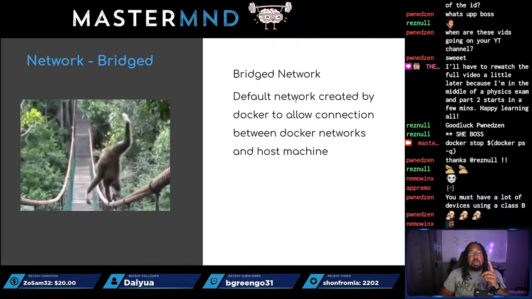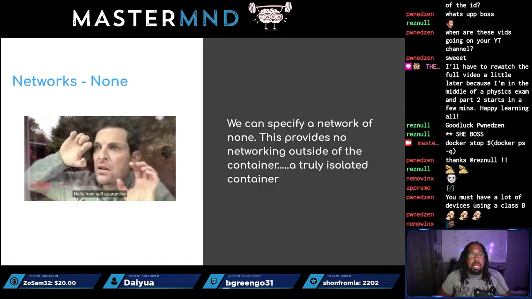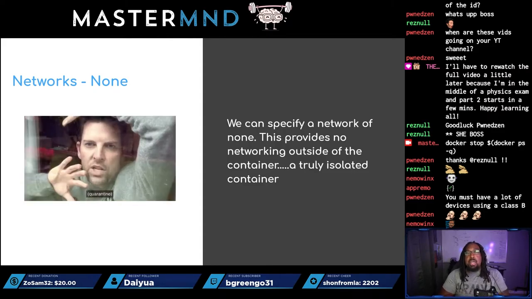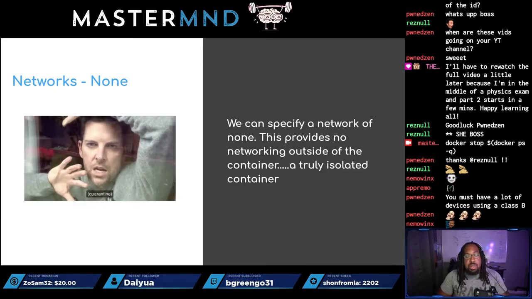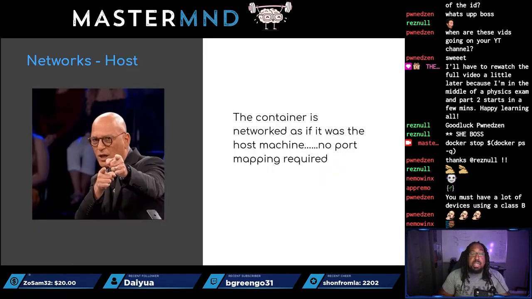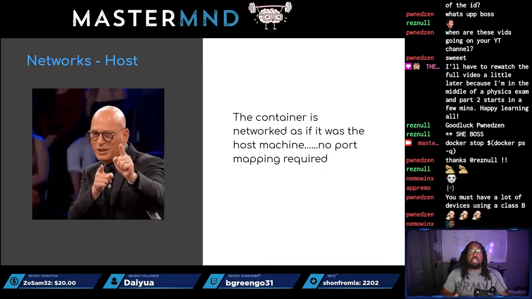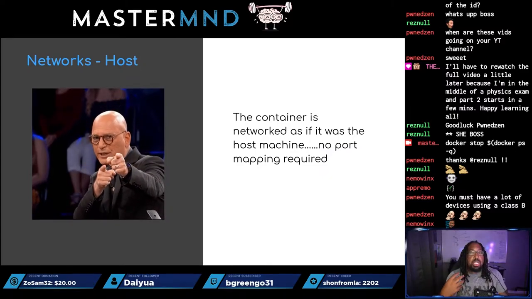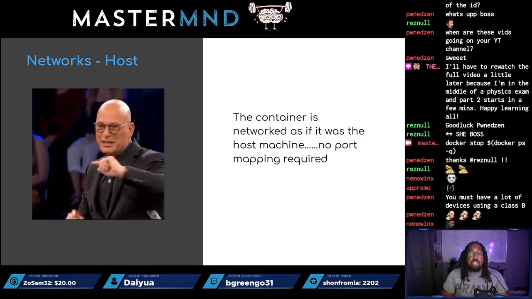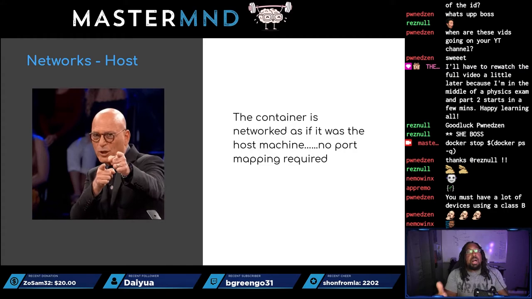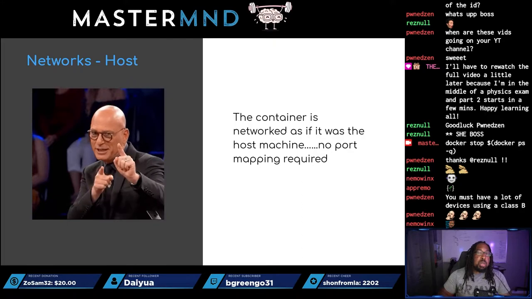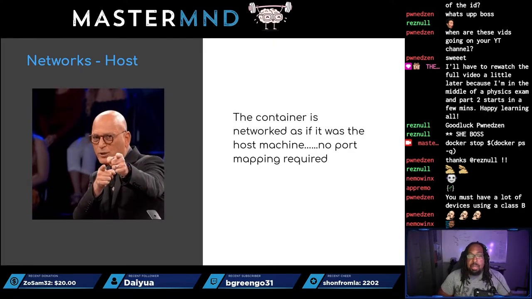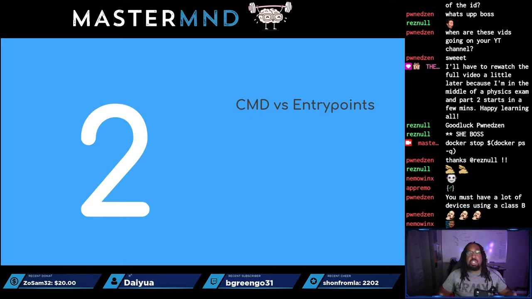So that's my fault. But bridge networks, everything in the network can talk to each other. They cannot talk across networks by default. The none network is a truly isolated container, no outside networking. You can use this for anything that doesn't need the internet. And the host network basically consumes the host network. The downside is, one, you don't have to do any port mapping, but that also means you can only run one container that is exposed on a certain port at a time. So be wary of that. Those are the three things you need to know about networks.